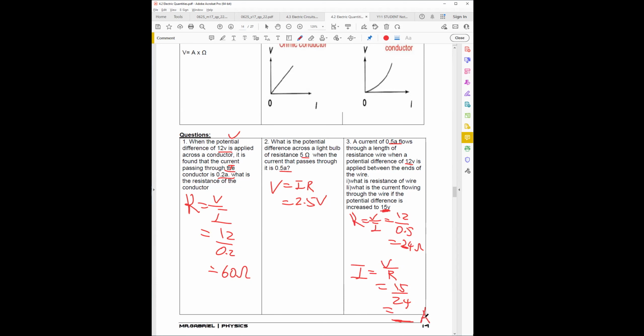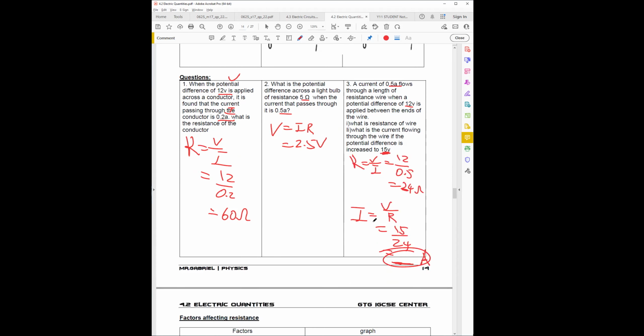You press this in your calculator yourself and you'll find the current. I can't remember how much it was, but press your calculator, 15 divided by 24. Okay, everyone? Should be quite straightforward. I don't assume anyone had difficulties doing this part.